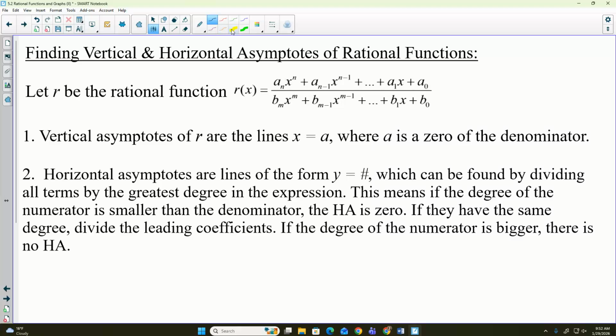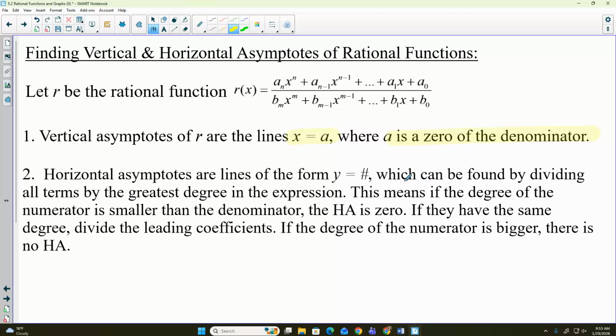Vertical asymptotes are of the form x equals a number, where that number is a 0 of the denominator. Okay, so yesterday we were finding the domain, and towards the end, when we looked at the graphs, we talked about how that domain value was because we had a vertical asymptote there. So the domains, the numbers x can't equal, those become your vertical asymptotes.